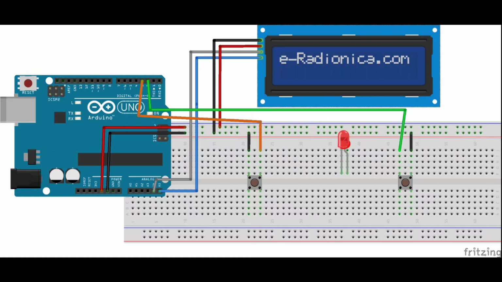Let's get started. We are using an Arduino, an LED connected to a PWM pin, 2 push buttons to adjust brightness, and an I2C LCD to display the brightness percentage.